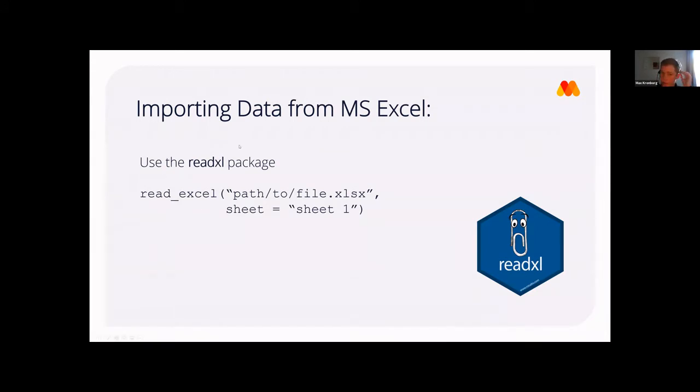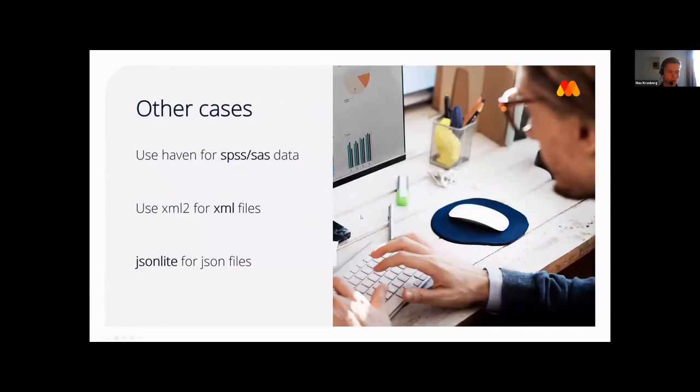There is also the readxl package, which will let you read in data from Excel files. The difference here is that because you can have different sheets in an Excel file, you might want to specify which one it is. The default, if you don't tell it, is that it'll just read in the first one. So here, you just specify the name of it. There's a few other cases. SPSS and SAS data have their own package, so you use haven for that. If you have XML files, it's called xml2. And like I mentioned, for JSON files, it's called jsonlite.